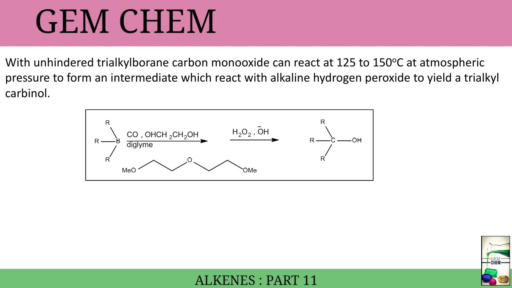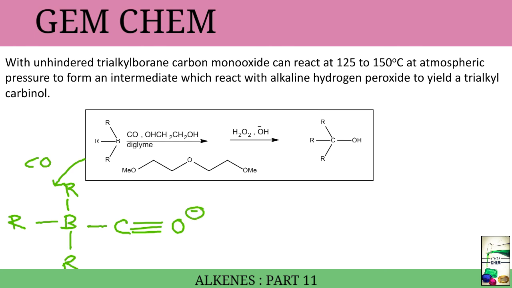Now what is the mechanism for this one? So let us see the mechanism. We start from here. On addition of CO, we obtain such a moiety, that is, this is R and this is also R, and we are left with C triple bond O minus, and boron has a negative charge.